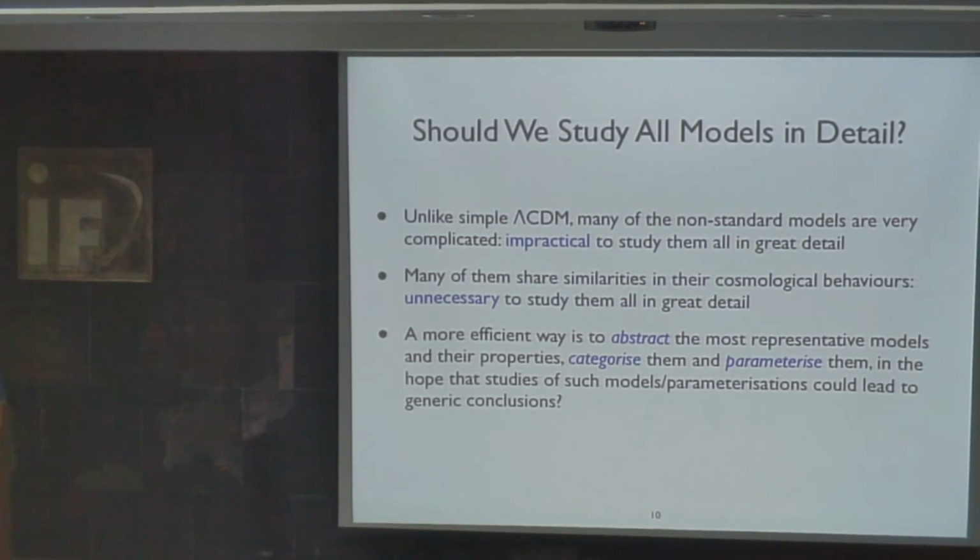There are so many of them. And also, it is probably not necessary either, because some of these models, actually many of them, share very similar properties, very similar behaviors, similar predictions on various cosmological observables. So if we can group them and study them together, then probably we can find easier and more practical ways to constrain such models. So this brings us to what we normally use in studies like this, and I call it a parametrization.